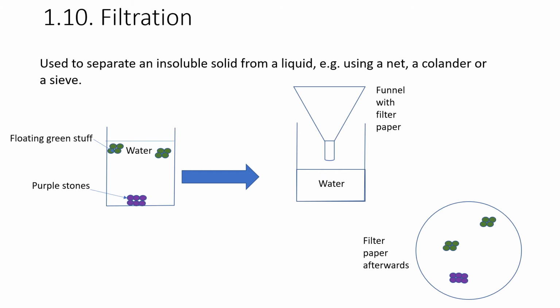So we pour the mixture into a funnel that contains filter paper. The water will move through the small holes in the filter paper, but the insoluble solids cannot, so they will therefore remain in the filter paper. Thus, we've effectively removed the solids from the liquid and separated them.